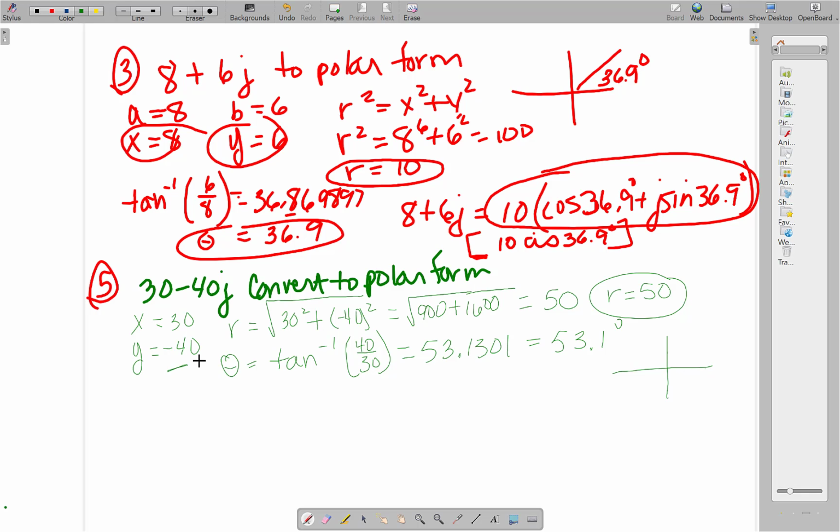Now, remember, on your Cartesian plane, your x was 30, so it was positive, and then your y was negative. So we went over 30 and down 40. Your vector is in your fourth quadrant. So even though we found an angle of 53.1 degrees, that represents the reference angle. To find out what theta is, we're going to have to take 360 degrees minus the 53.1 degrees, and that will give us 306.9 degrees.